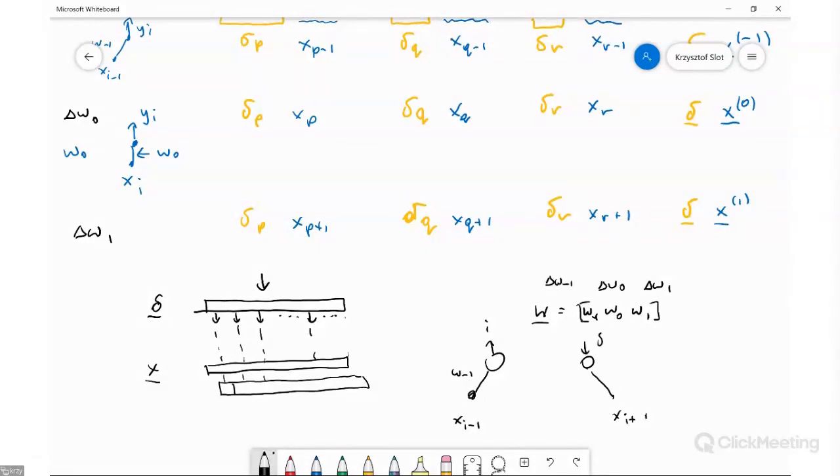If I'm interested in the last update, then I'm interested in xi plus 1. And here is my delta. Here again is my delta. It comes from the top. So in this last case, this is as if I'm producing a dot product, but now of an x vector shifted to the left.